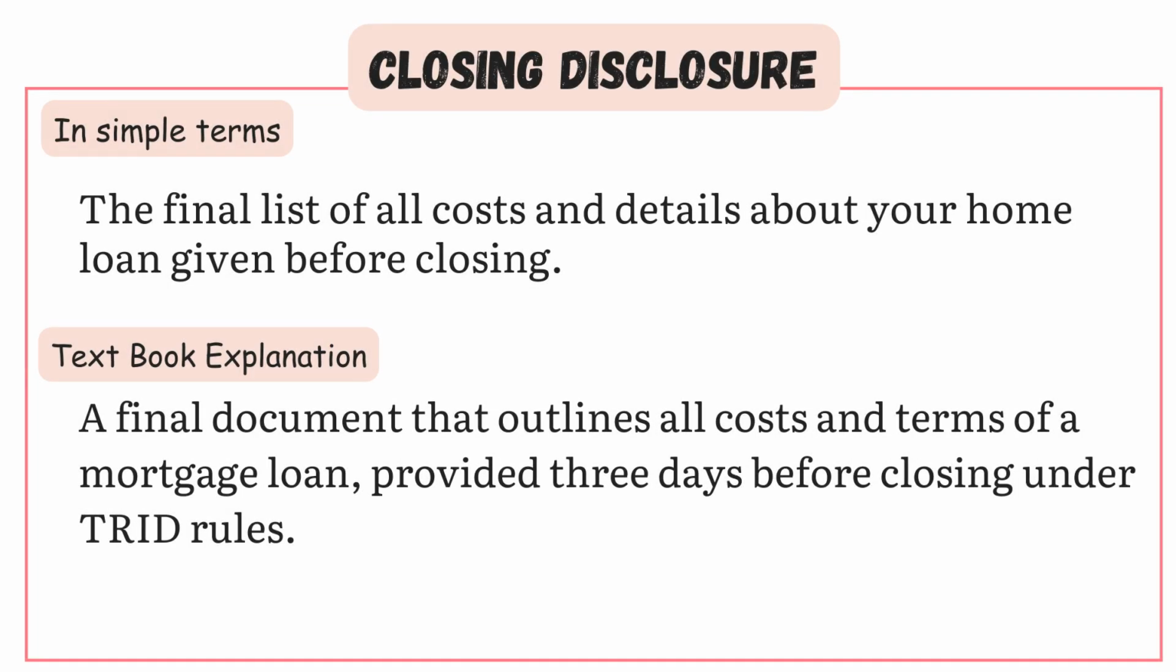Closing disclosure. In simple terms, it is the final list of all costs and details about your home loan given before closing. As per textbook definition, closing disclosure is a final document that outlines all costs and terms of a mortgage loan, provided 3 days before closing under TRID rules.